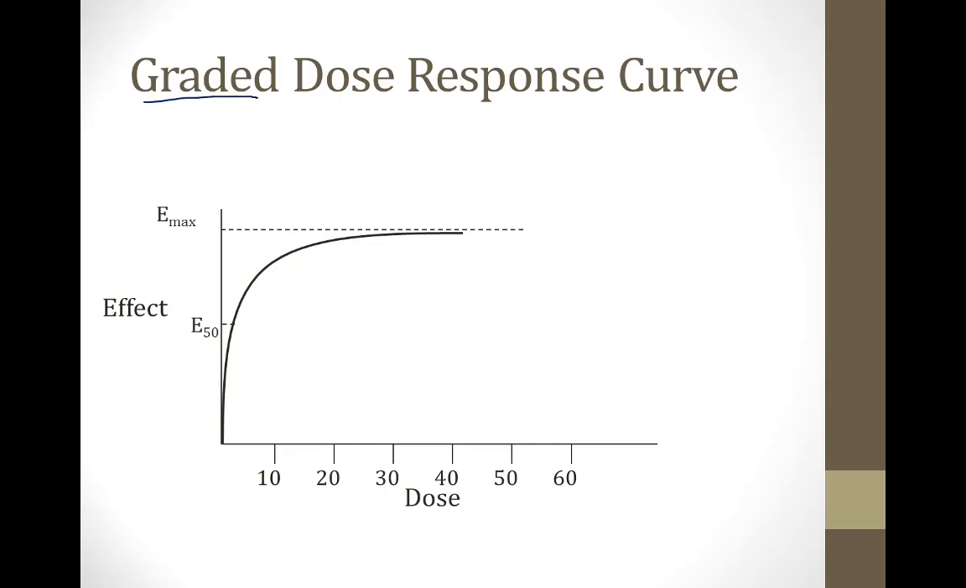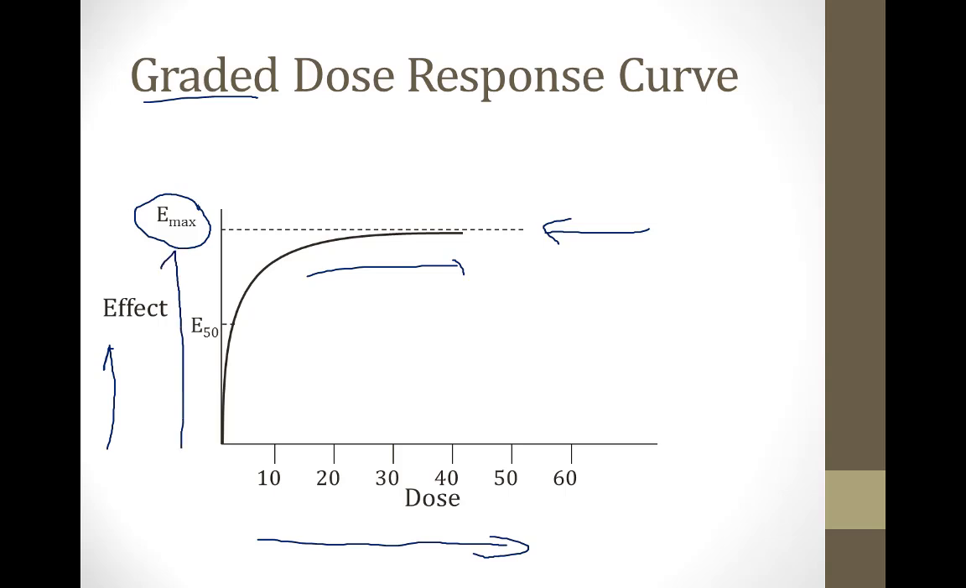So for most drugs, as you increase the dose, you see a steady increase in the effect. However, at some point, the curve starts to flatten out and you reach an effect that you can't get beyond no matter how high you make the dose. And we call that effect the E max. We also like to identify a point that is 50% up the y-axis to that E max. We call that the 50% effect.